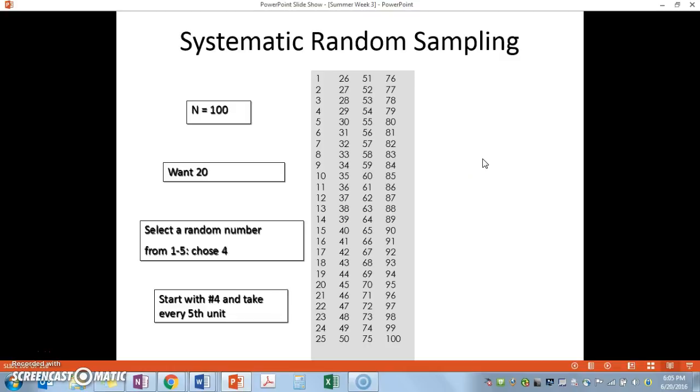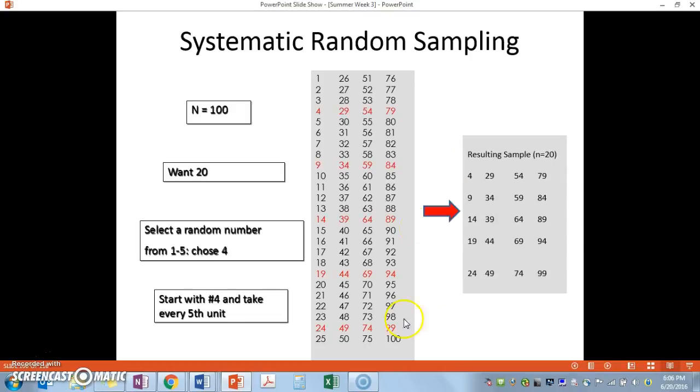And this is just a depiction of what that would look like. If you have 100 people and you want 20, you might just start with number 4. So if you start here and you count from 1 through 5, you take every 5th unit. 1, 2, 3, 4, 5, you include them. 1, 2, 3, 4, 5, you include them. So pretty simple and straightforward. And then that results in a sample of 20 that's been selected through systematic random sampling.